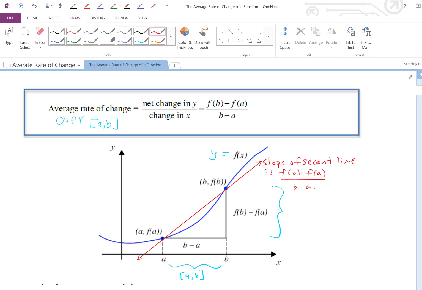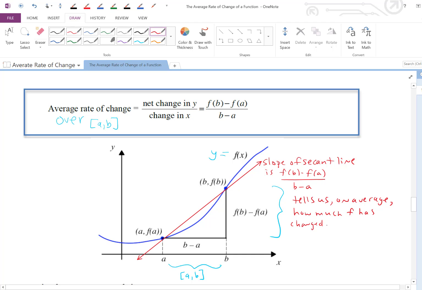That slope, whatever this number is, some number, right? It tells us on average how much the function f has changed vertically per unit of horizontal change.